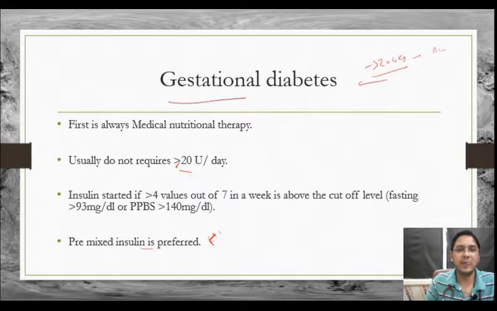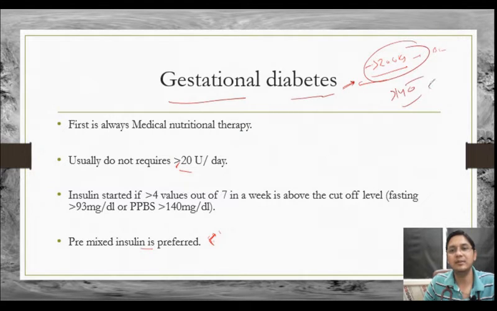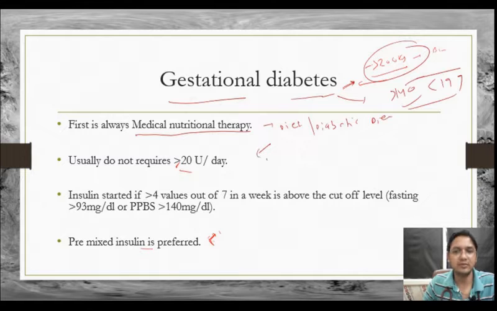Now gestational diabetes. First we need to diagnose by the definition: if the patient is diagnosed for the first time in pregnancy at 20 weeks or later, and the blood sugar is more than 140 and less than 199, this is the criteria for gestational diabetes. The first therapy is always medical nutritional therapy, so we will advise diet modification or a diabetic diet to the patient. If it fails, we will switch the patient to insulin. As we know, gestational diabetes requires fewer units of insulin, so most of the time it is restricted to 20 units per day.